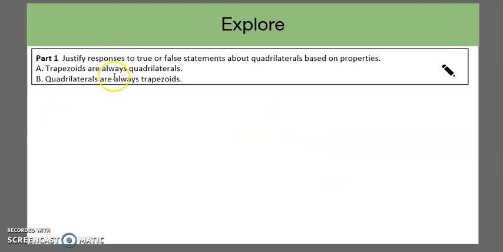So we're going to justify responses to true or false statements about quadrilaterals based on properties. The first thing we're going to look at is whether it's true or false: trapezoids are always quadrilaterals, and quadrilaterals are always trapezoids. Pause the video, think about how you would answer, which one is true, which one is false, whether they're both true, whether they're both false. And we're going to compare your answers on the next slide.